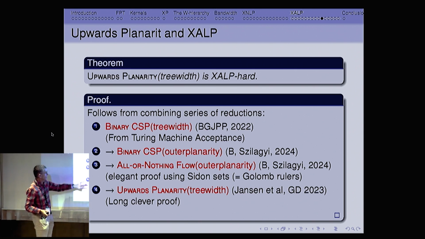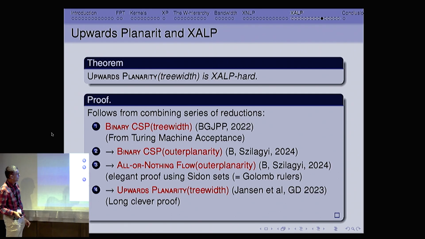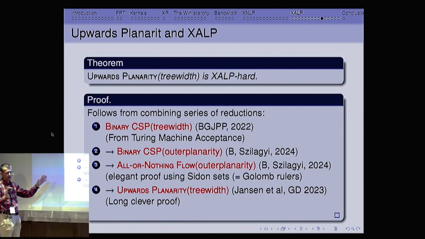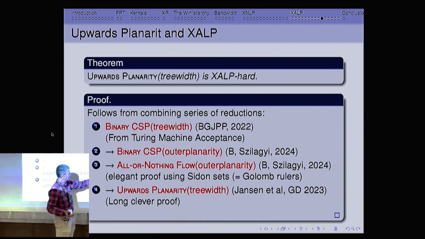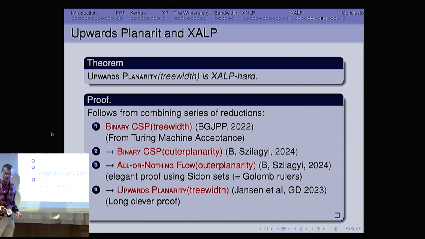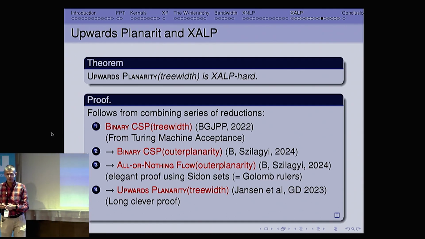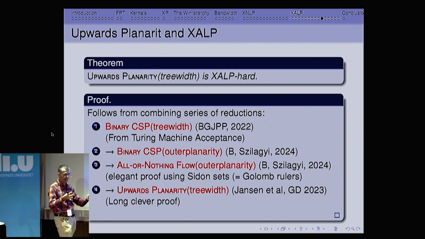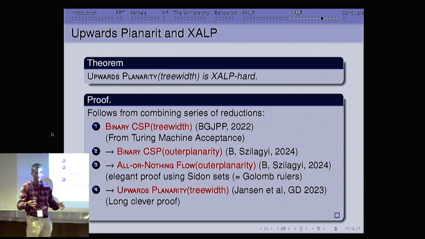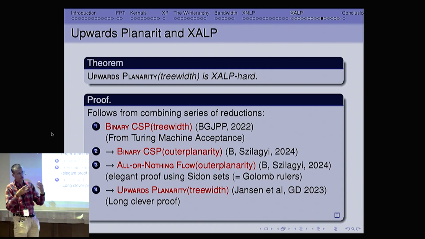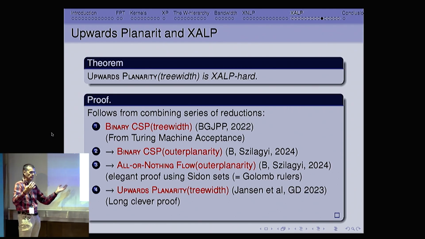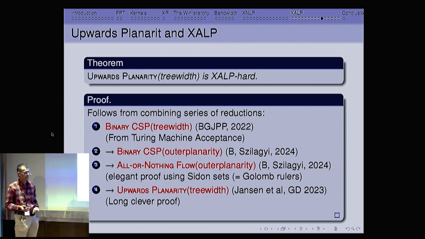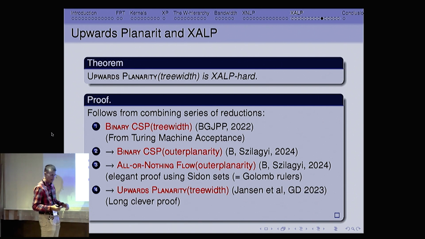And then we go to another problem which is called all or nothing flow. I have only 2 minutes, but this is a wonderful proof. It uses Sidon sets, which is the same as Golomb rulers. What is a Sidon set or a Golomb ruler? It's a set of integers with the property that every pair of integers has a different sum. You can use that to code things and play with things, and then suddenly everything works.